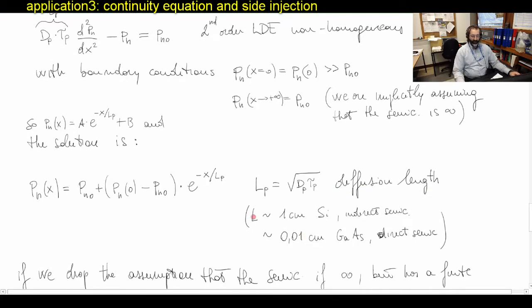And Lp, which is the square root of Dp tau p, is called the diffusion length. If we consider the case of silicon, L is roughly 1 centimeter for silicon, which is an indirect semiconductor, while for gallium arsenide, L is much smaller, actually 2 orders of magnitude smaller, because gallium arsenide is a direct semiconductor. So this is what we call the diffusion length.